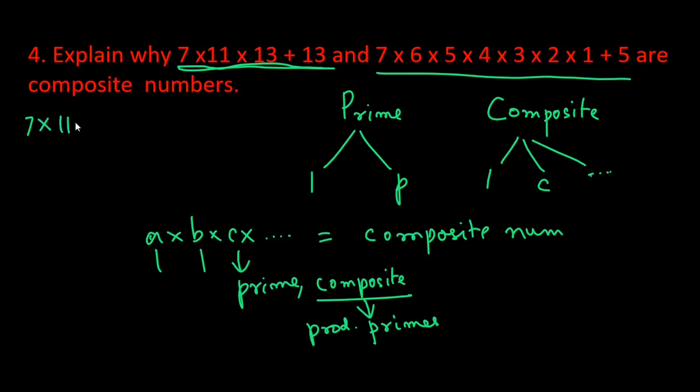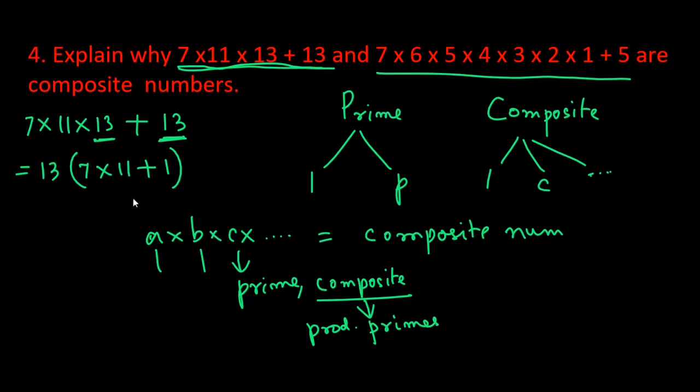Seven into 11 into 13 plus 13. So here we are given two terms, one product and the other product. In the first product, we have a factor 13. In the second product also, we have a factor 13. So we can take 13 as a common factor and write it as 13 into 7 into 11 plus 1 here.